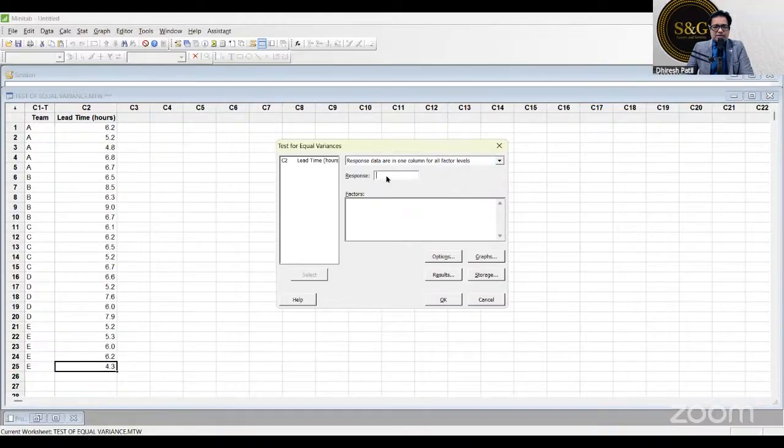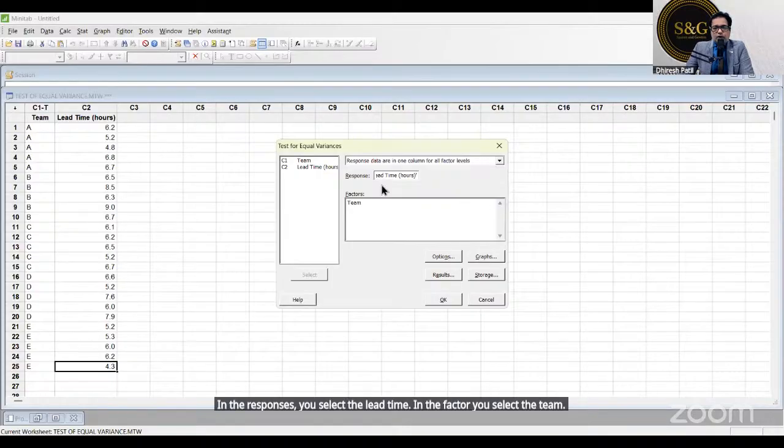In the responses, you select the lead time. In the factor, you select the team and click on OK.